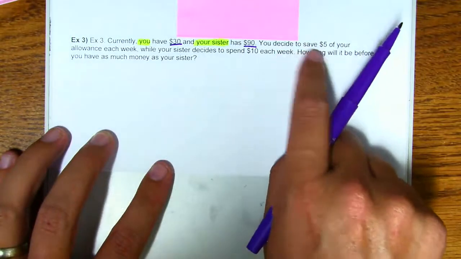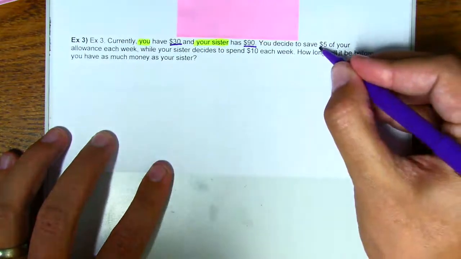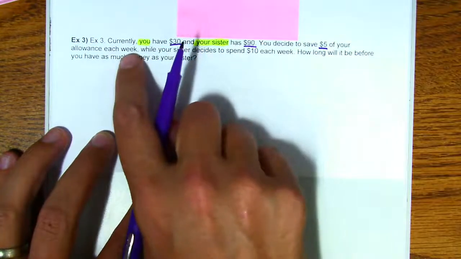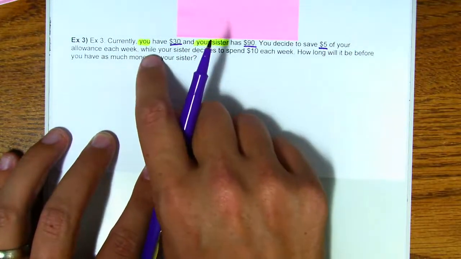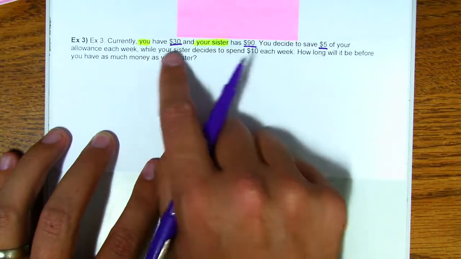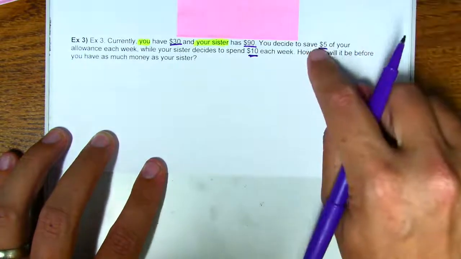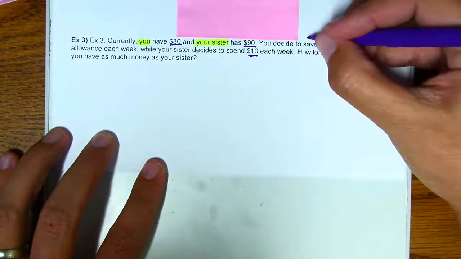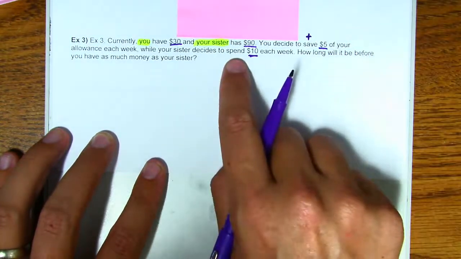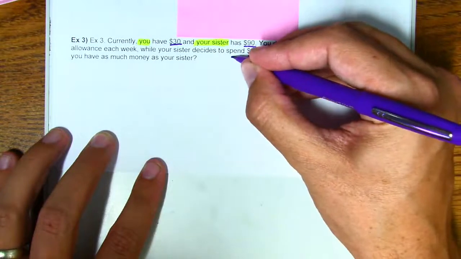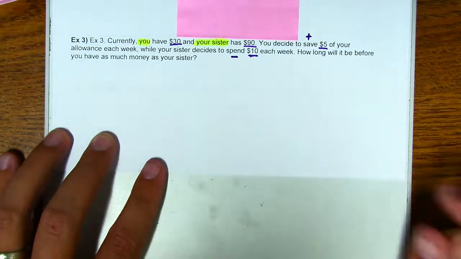You decide to save $5 of your allowance each week. Now, each means multiplication. However, we don't know how many weeks are going to go on, so that's something we might need to figure out later. While your sister decides to spend $10. Something to keep in mind: when we save money, you're adding money to your pocket. When you spend money, you're losing money. Something you're going to learn one day as you start to have a job and earn money.